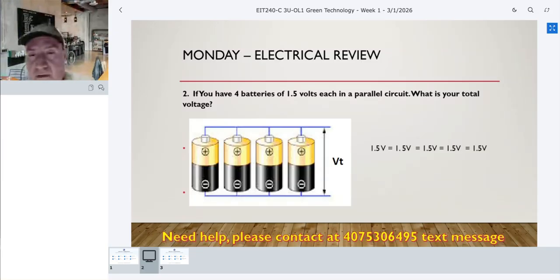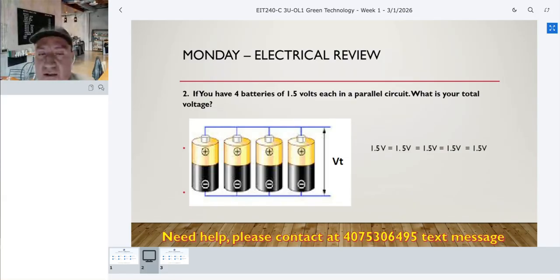Now let's check number 2. What is question number 2? The question number 2 in the assignment for Monday says, if you have 4 batteries of 1.5 volts each in a parallel circuit, what is the total voltage? In this case, remember the potential difference is the same, right? If you see the positive side, it's connected at the same point, right? If you see the negative side, it's connected at the same point. In this case, the voltage will be the same.